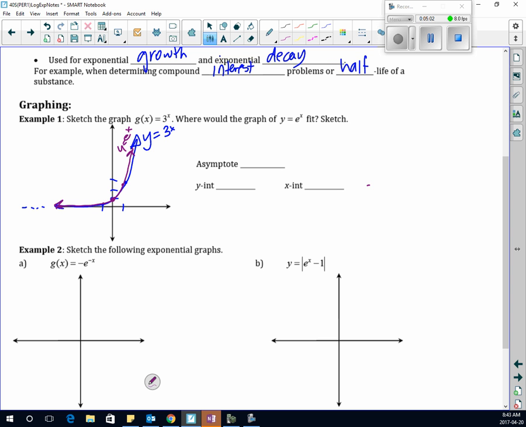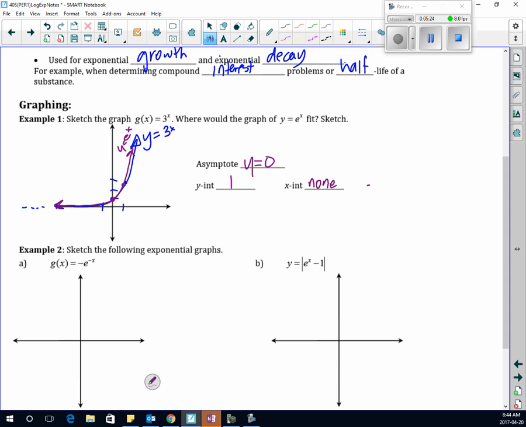That's what I'm saying. Today is almost like a review because all I'm doing is showing you a different base. So the asymptote is still at y equals 0. The y-intercept is still at 1. The x-intercept, there is still none. So then, of course, we have transformations with the e to the power x.